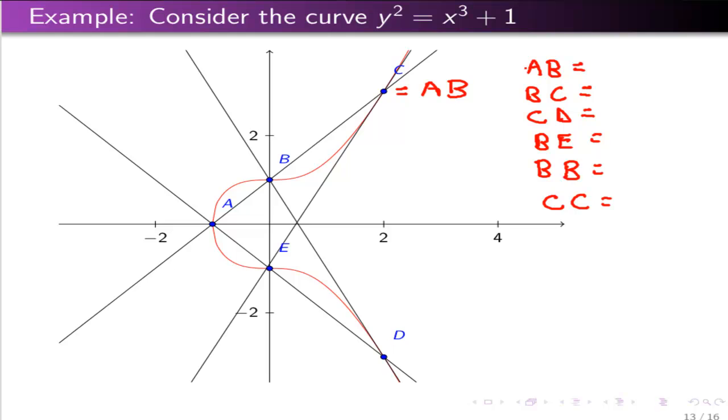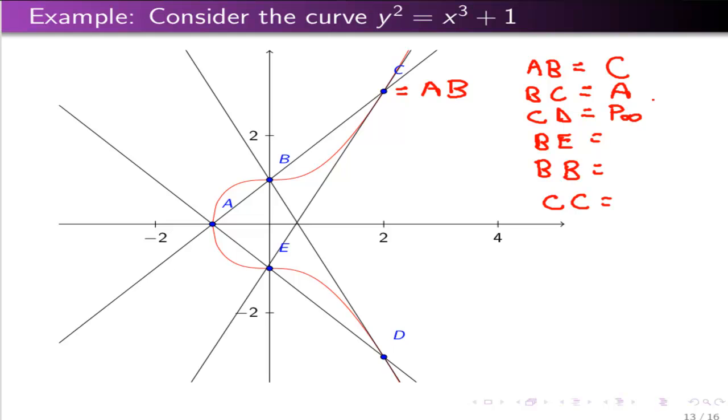Okay, so AB we said was the point C. BC intersect with the curve and you get A. CD, that's a vertical line. So where does it hit the curve at a third point? That would be at the point at infinity.